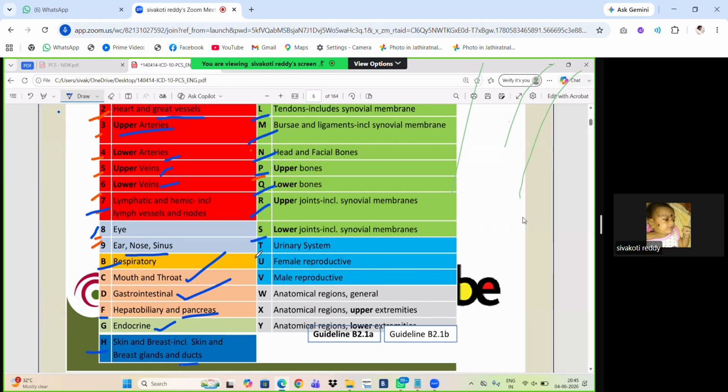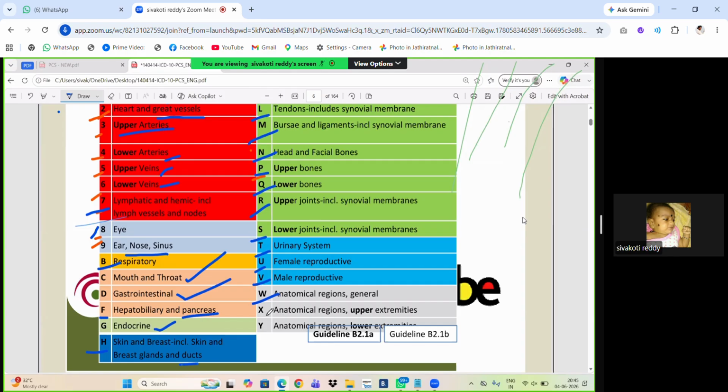Then urinary system, female reproductive system, male reproductive. Then anatomical regions, general. In our body we have regions, right? Body regions: peritoneal region, abdominal region, thoracic region, pelvic region, cranial region. If they do any procedure in the body regions, you will get anatomical regions, general.